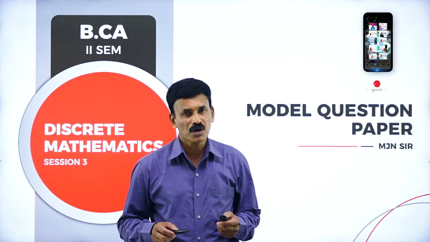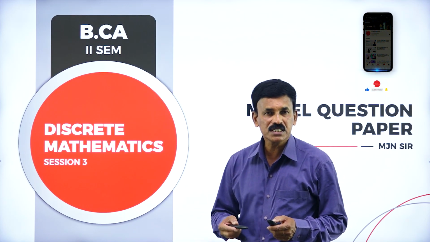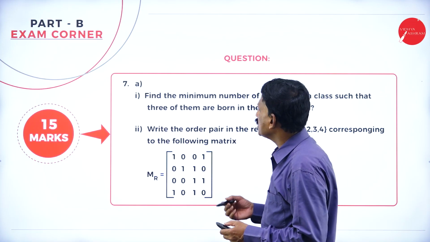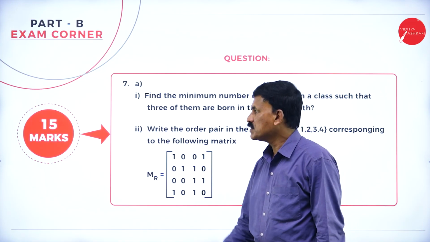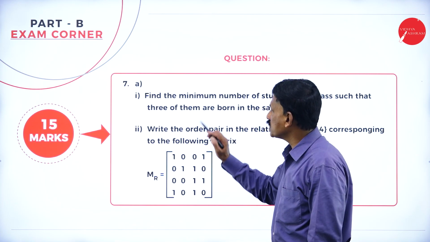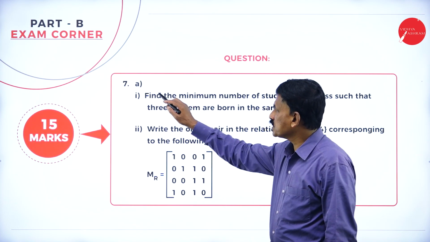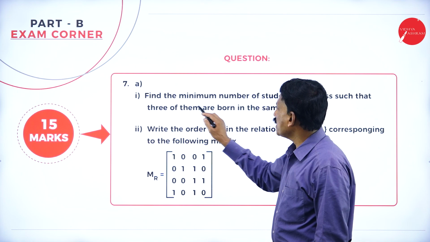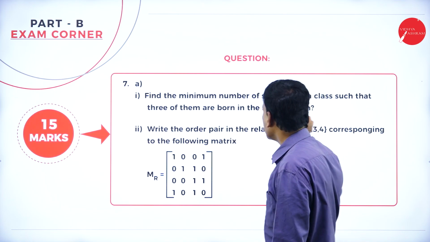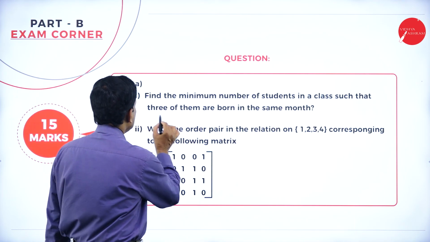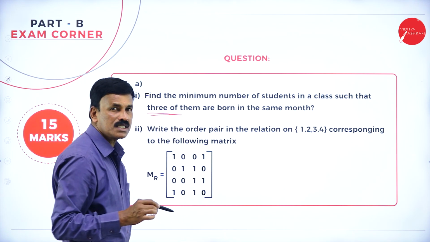Now let us come to part B. In part B we have already discussed one question, and the second question is question number 7, which contains 15 marks. There are two questions, A and B. Question A is followed by two questions. Find the minimum number of students in a class such that 3 of them are born in the same month.